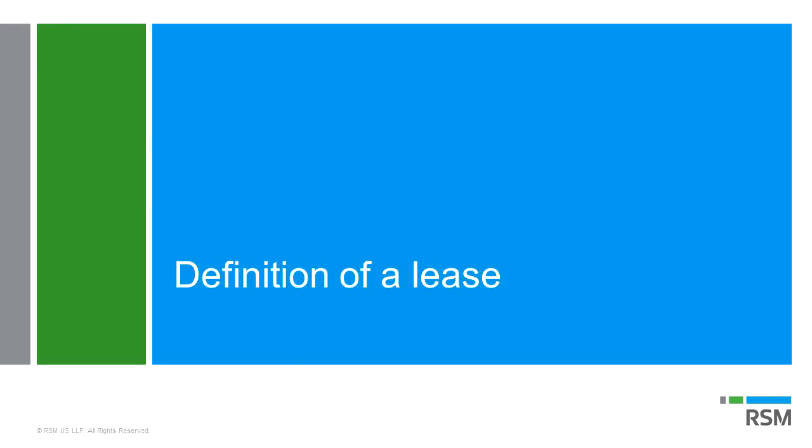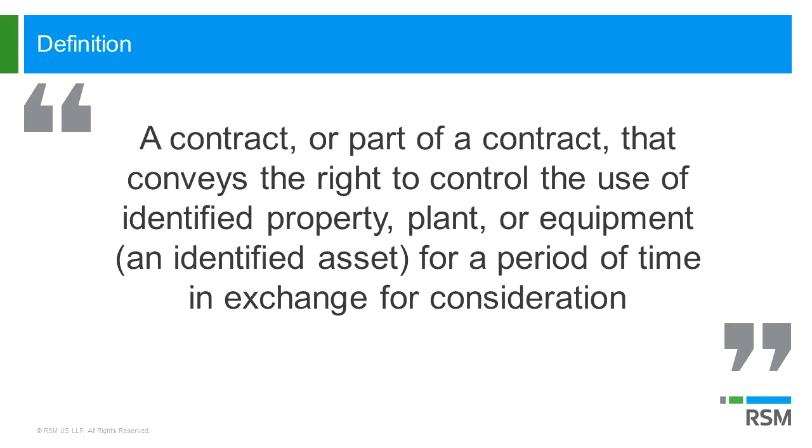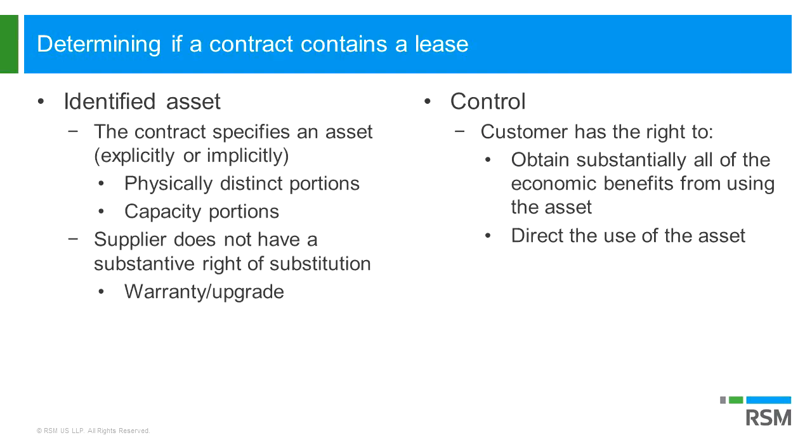Clarity as to what constitutes a lease, as defined: a contract or part of a contract that conveys the right to control the use of an identified property, plant, or equipment, an identified asset, for a period of time in exchange for consideration. This definition emphasizes the right to control use and the identified property. Those are the key terms within this definition to determine whether or not you have what constitutes a lease.